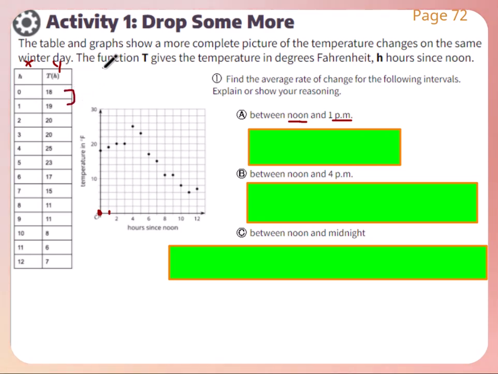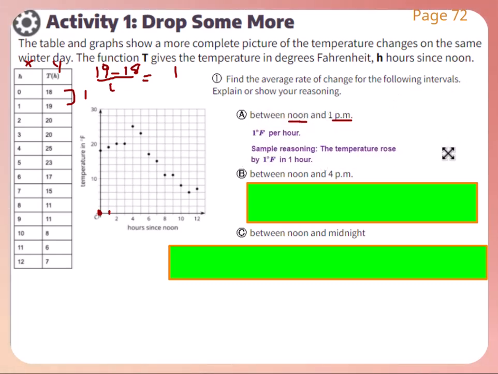Now let's find our slope. So I'm going to start here with the second point, 19 minus 18 over 1 minus 0, which is just 1. 19 minus 18 is 1, and 1 over 1 is 1. So the rate of change here is 1 between noon and 1 p.m. So 1 degree per hour. The temperature is dropping 1 degree per hour. I'm sorry, it's rising because that's a positive 1, not dropping.